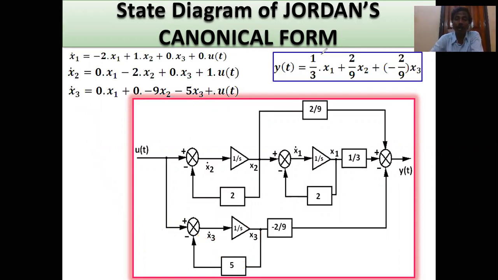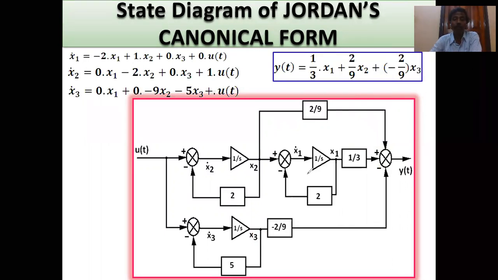Then output equals what? 1 by 3 into x1. This is 1 by 3 multiplied by x1. The second part is 2 by 9 into x2. So 2 by 9 into x2 is added, and again minus 2 by 9 into x3, this x3 multiplying. So this is minus 2 by 9 into x3. So the output y of t is also satisfied.